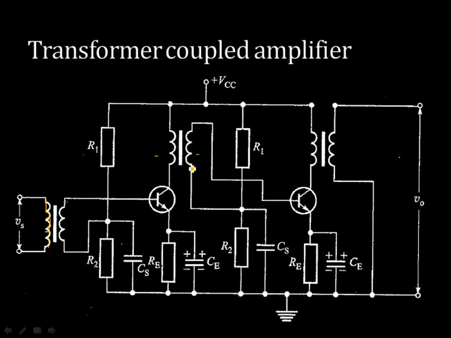Here you can see the secondary winding of the transformer is replacing the wire between the voltage divider of the biasing network and the base of the second stage. So here the secondary is connecting to the base and it is connecting here. You can see a capacitor CS connected in parallel to this to avoid AC drop across this resistor R2 and to provide a ground to the AC.